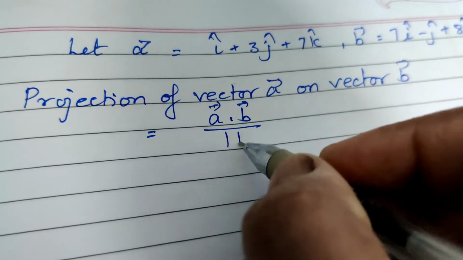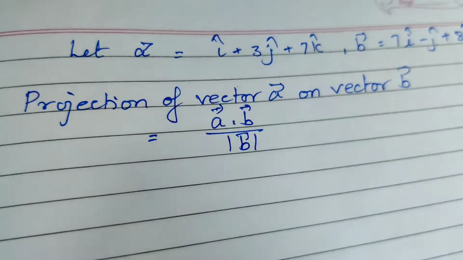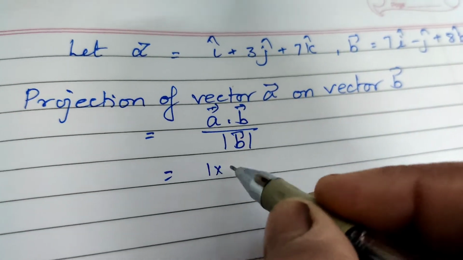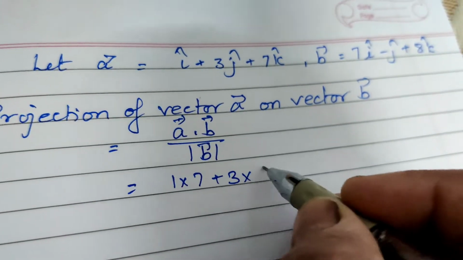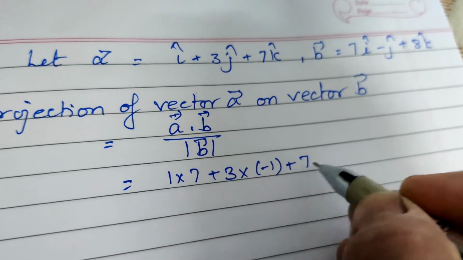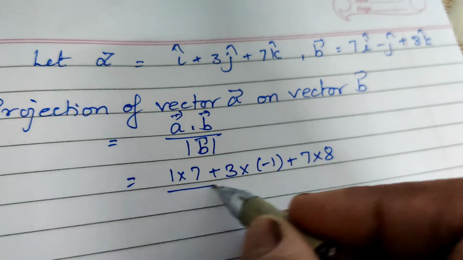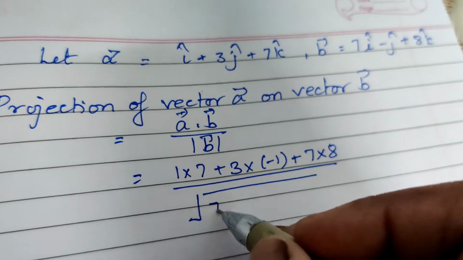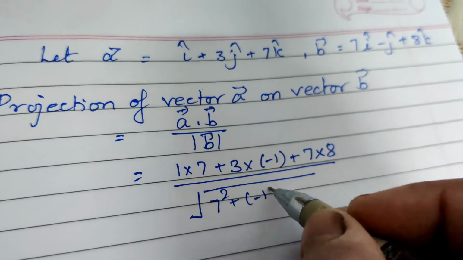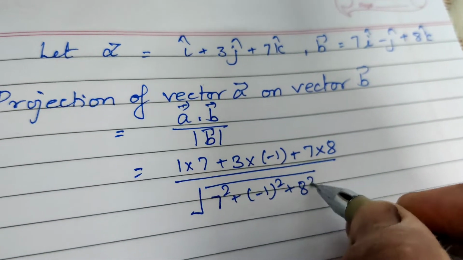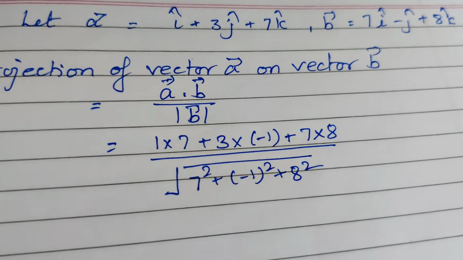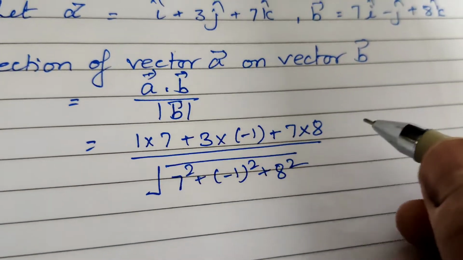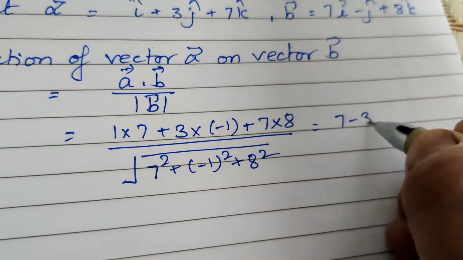by magnitude of B. Okay, so A dot B means 1 into 7 plus 3 into minus 1 plus 7 into 8, divided by the under root of the magnitude of B, which is 7 square plus minus 1 square and 8 square. It is equal to 7 minus 3 plus 56.